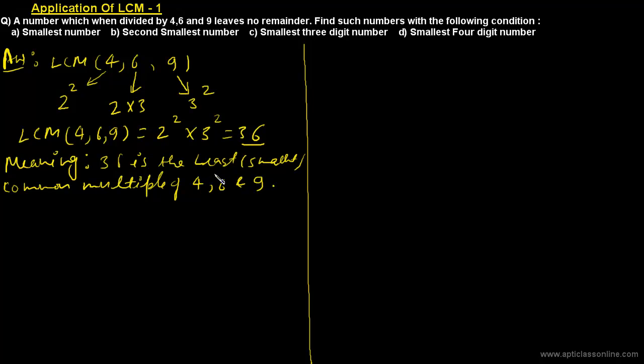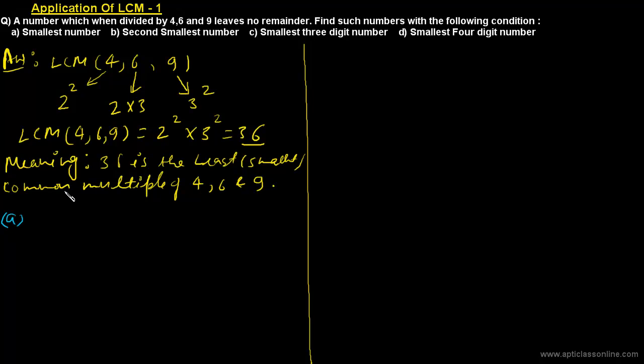That means 36 is a multiple of 4, 36 is a multiple of 6, and 36 is also a multiple of 9, which is smallest and common. That means 36 is fully divisible by 4, 6 and 9, or in other words if 36 is divided by 4, 6 and 9, that leaves no remainder. So let's see the first question.